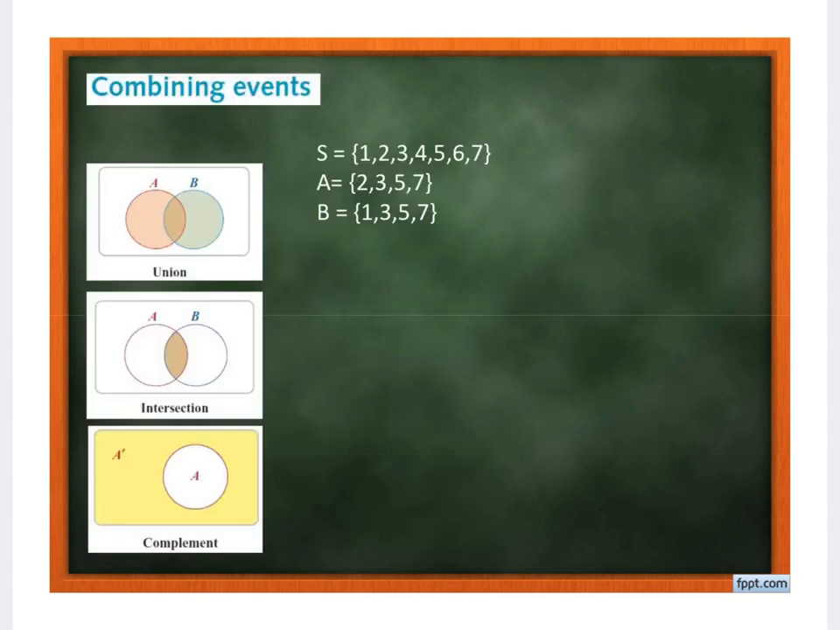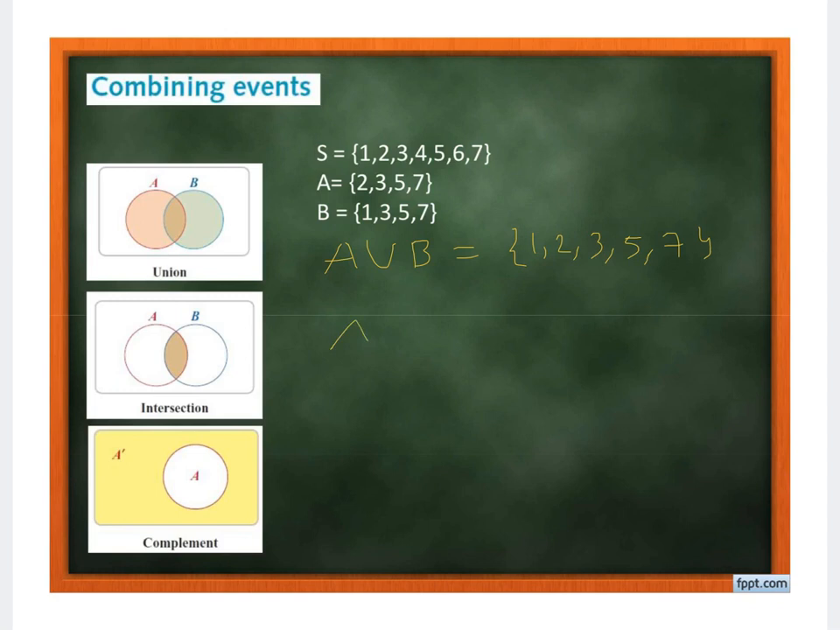Okay, for example, S is 1, 2, 3, 4, 5, 6, and 7. S is the universal set. Member A is 2, 3, 5, and 7, and B is 1, 3, 5, 7. The union of A with B, so we combine A and B: 1, 2, 3, 5, 7.